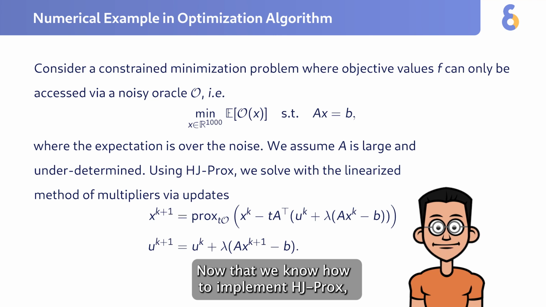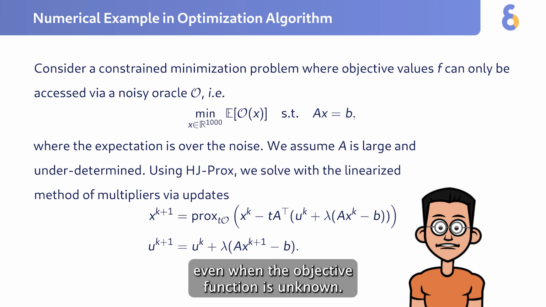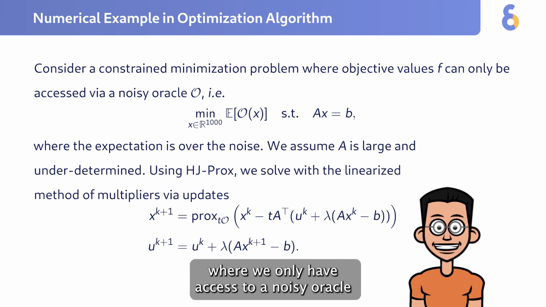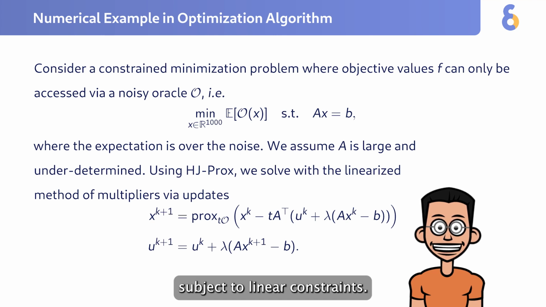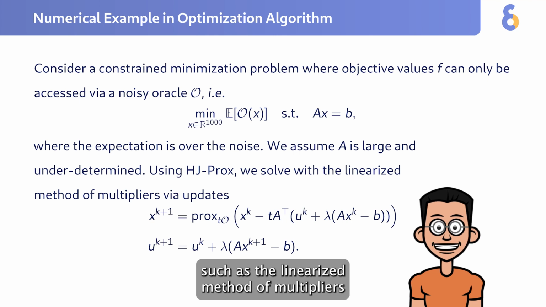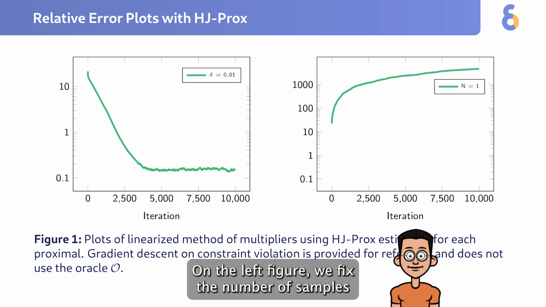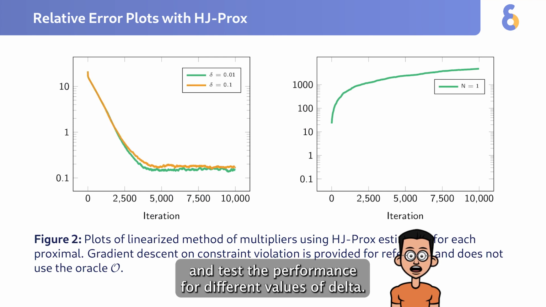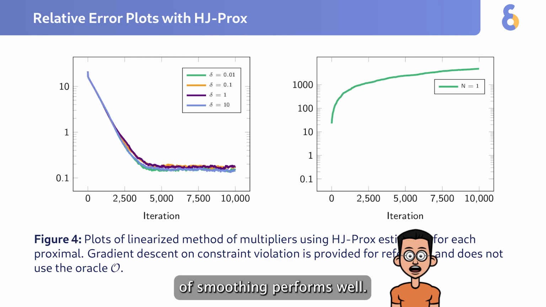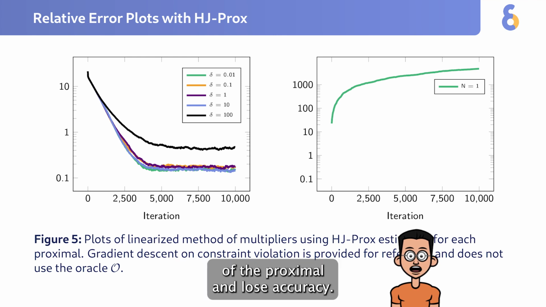Now that we know how to implement HJ-Prox, we can use it to solve optimization problems, even when the objective function is unknown. In this example, we consider a problem where we only have access to a noisy oracle, subject to linear constraints. With HJ-Prox, we can use off-the-shelf methods such as the linearized method of multipliers to solve this problem. On the left figure, we fix a number of samples and test the performance for different values of delta. We observe that small to moderate amount of smoothing performs well, but when delta is 100, we oversmooth our approximation of the proximal and lose accuracy.